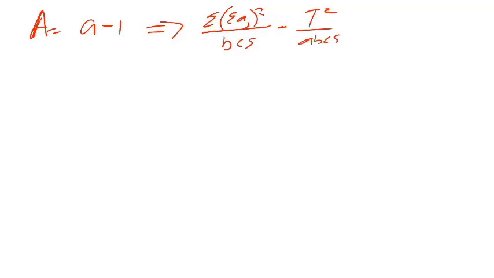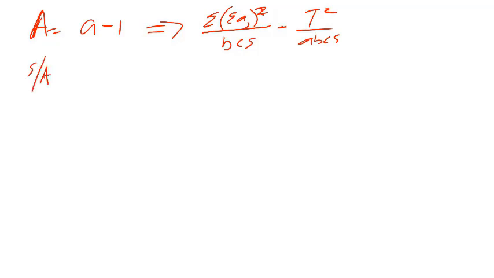A minus 1, so that is the sum of A_j squared over B, C, and S, minus T squared over A, B, C, S. Right? So those of you who already did this, you like it. This is how it's supposed to go.